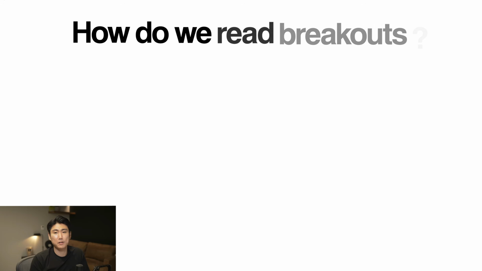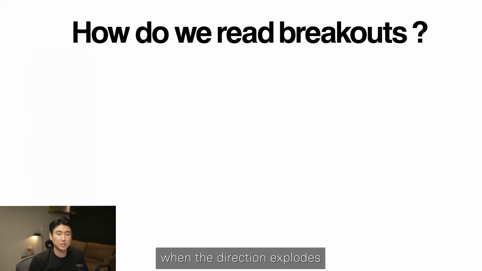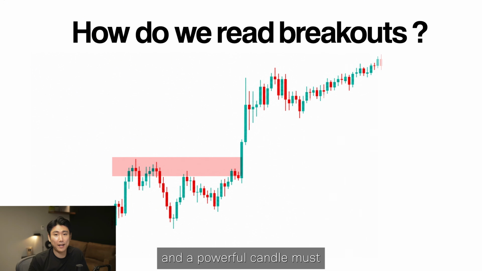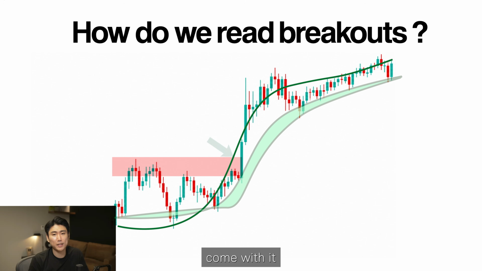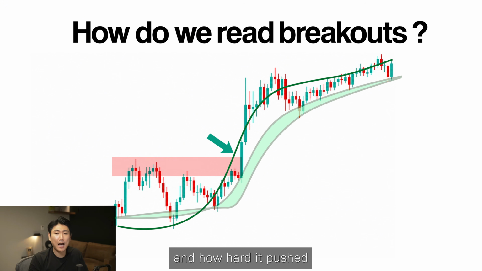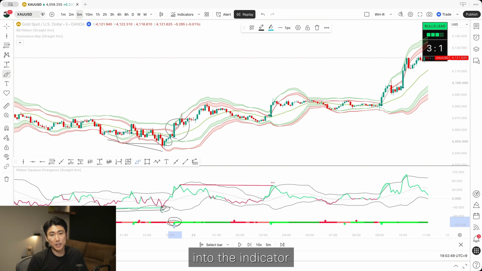Then how do we read breakouts? This is how we catch the moment when the direction flows one way. The price breaks through a supply zone and a powerful candle must come with it. We are not just watching the band break, we are watching which candle did it and how hard it pushed it. But a powerful candle sounds big to a beginner. How big is powerful? That is the problem. So this time I built that judgment into the indicator.